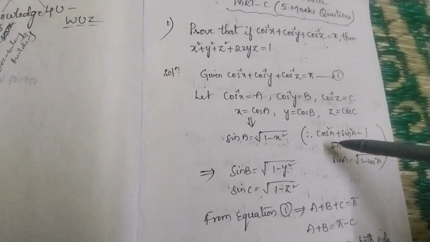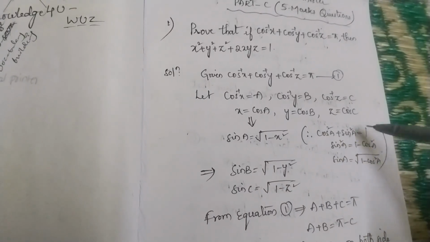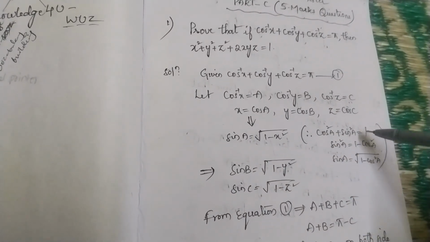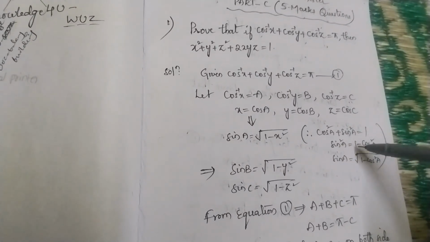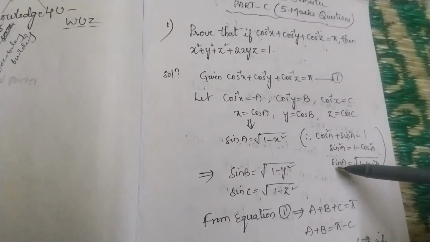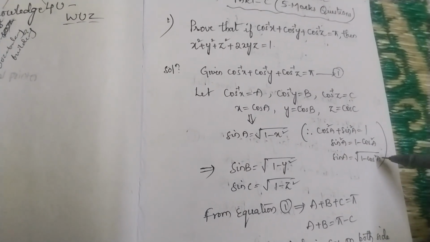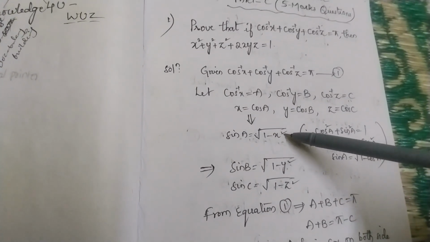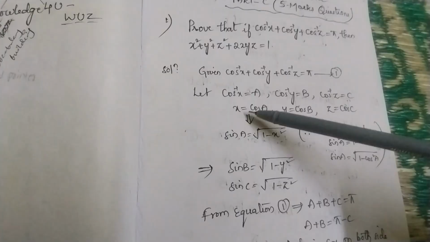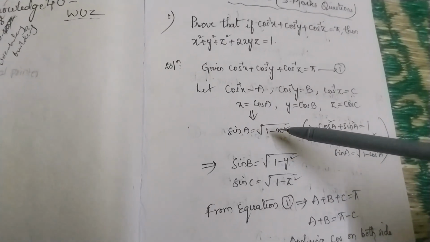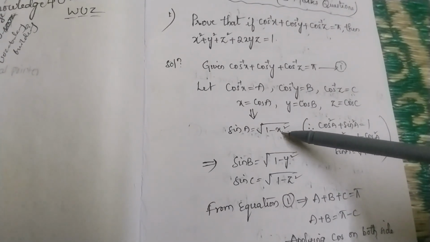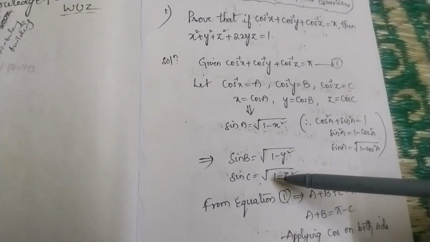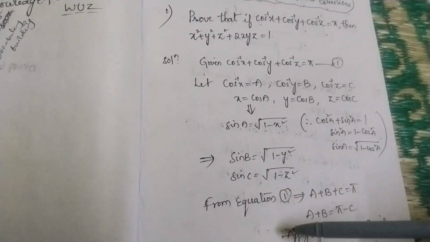So how do we get it? Already we know that cos square theta plus sin square theta is equal to 1. Here theta is replaced with a, meaning cos square a plus sin square a is equal to 1. From this, sin square a is equal to 1 minus cos square a, and sin a will be under root of 1 minus cos square a. But cos a is x, therefore we replace cos a with x, that is under root of 1 minus x square. Similarly, sin b will be under root of 1 minus y square, and sin c will be under root of 1 minus z square.